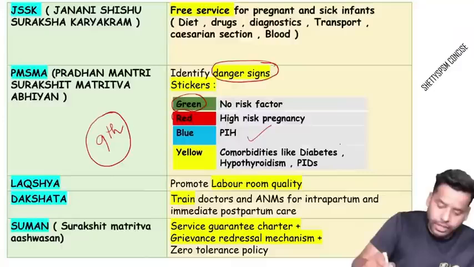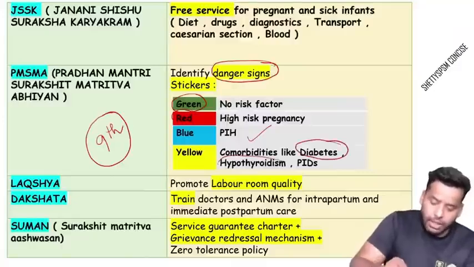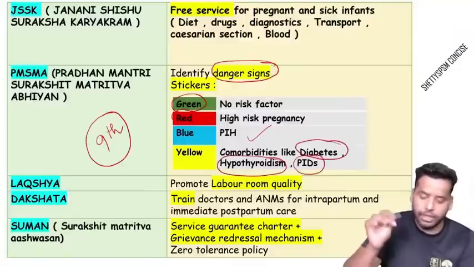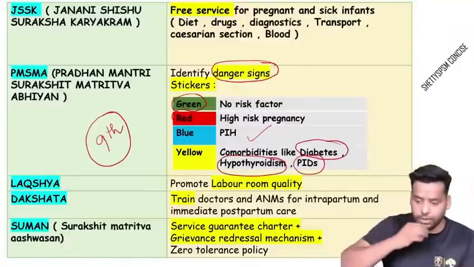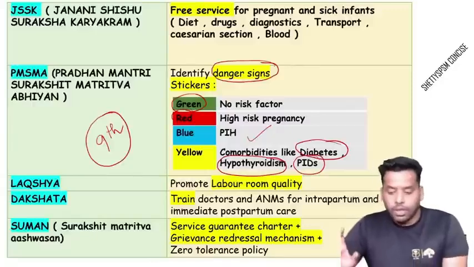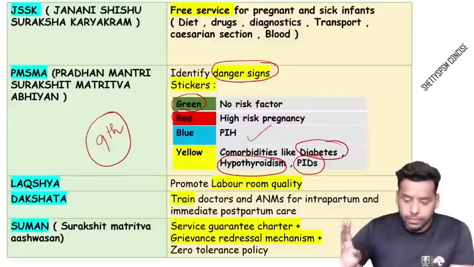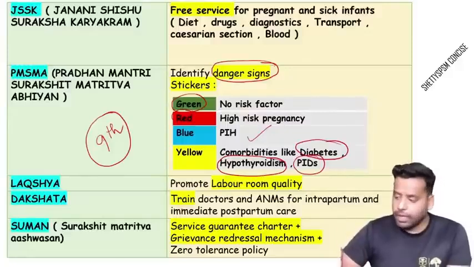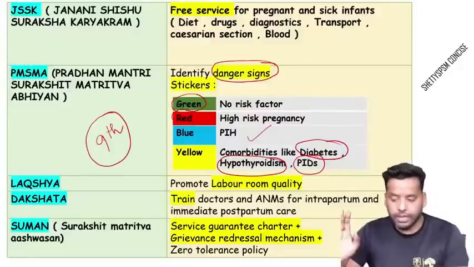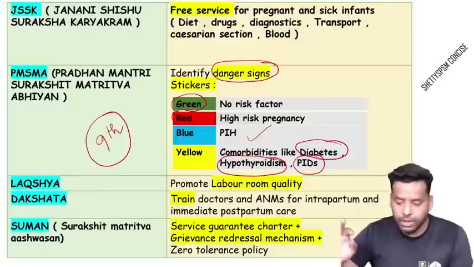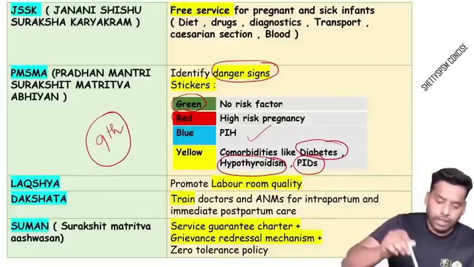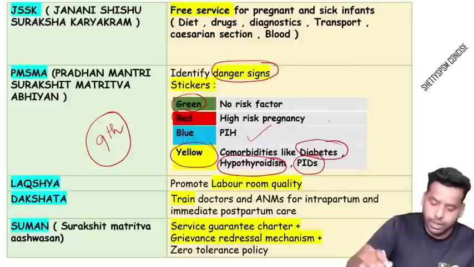What is used for gestational diabetes, hypothyroidism, PIDs? Tell me, what sticker is used for gestational diabetes, hypothyroidism or PIDs? Yellow sticker.